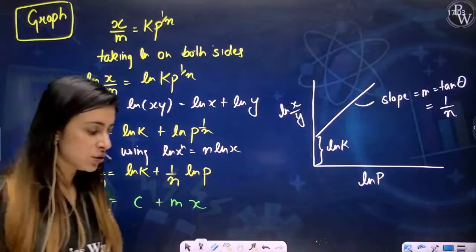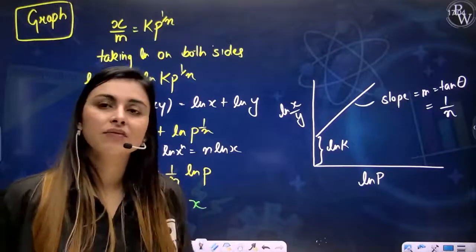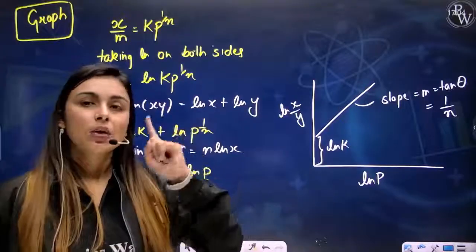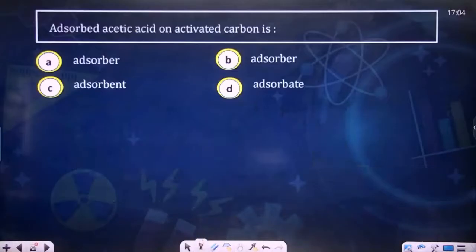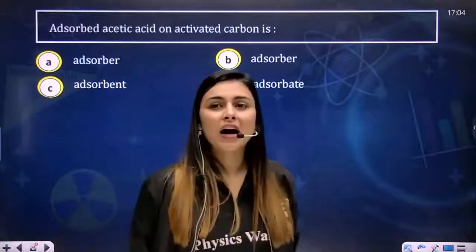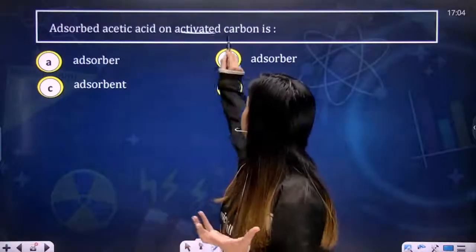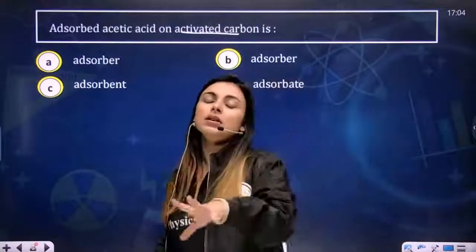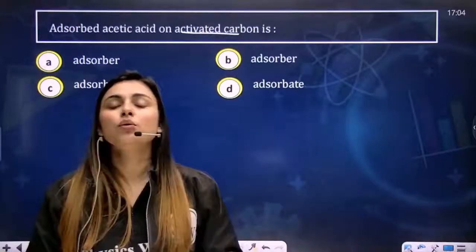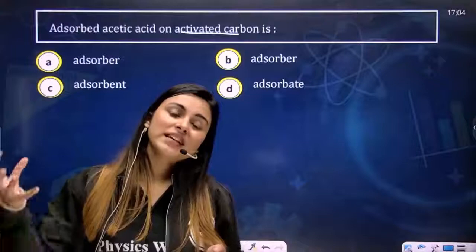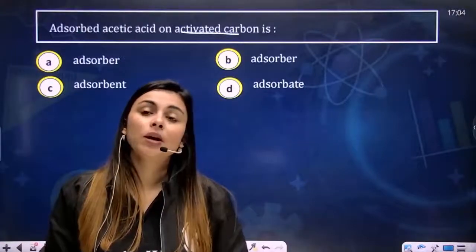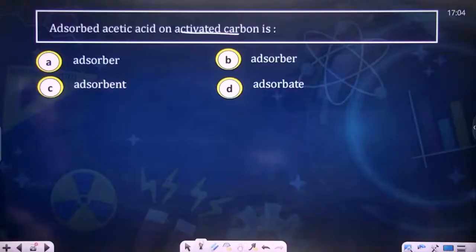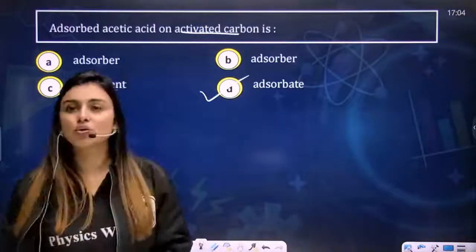Yes. Now, my dear students, let's try to solve a few questions, and then we'll solve a lot of questions in the next class. So first let's try to understand what we have studied till now. The question says that adsorbed acetic acid on activated carbon is, see, you have activated carbon, and your acetic acid is getting adsorbed on the activated carbon. So what will you call this acetic acid? The one which is getting adsorbed is known as adsorbate. So option D will be your correct answer.